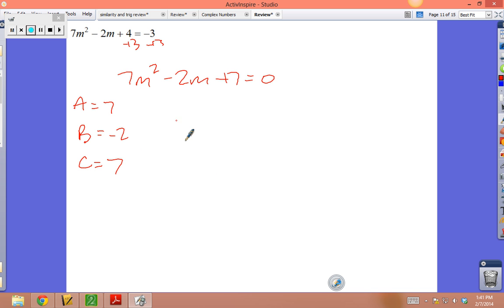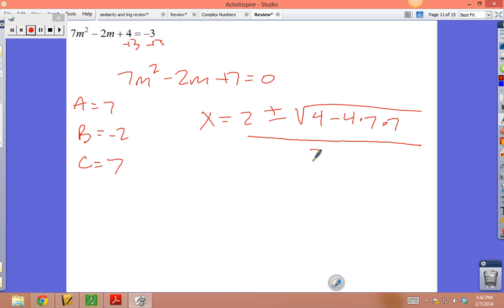This is, what page is this? Page 11? So page 11, you should have this. X equals 2 plus or minus square root of a negative 2 squared, which is 4, minus 4 times 7. What's 4 minus 4 times 7 times 7? All over 2 times A.